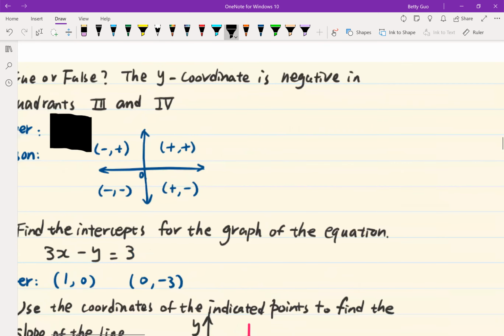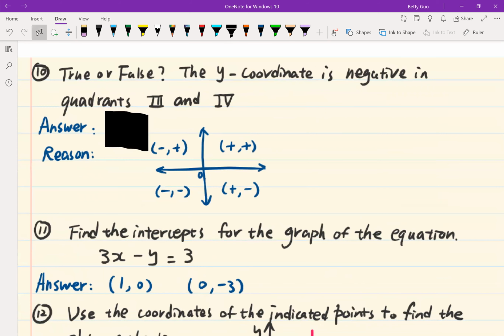Number 10, true or false? The y-coordinate is negative in quadrants 3 and 4. Is the statement true or false? Y-coordinate describes the vertical displacement, right? Y-coordinate is negative. Negative means it's below the origin, right? True. Okay, y-coordinate is negative means the point is below the origin.